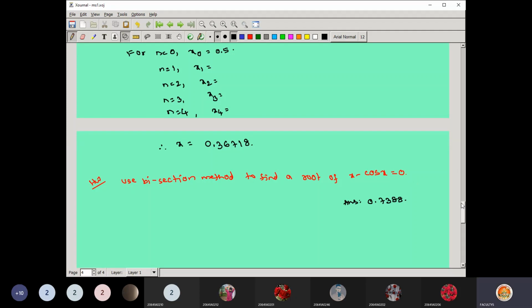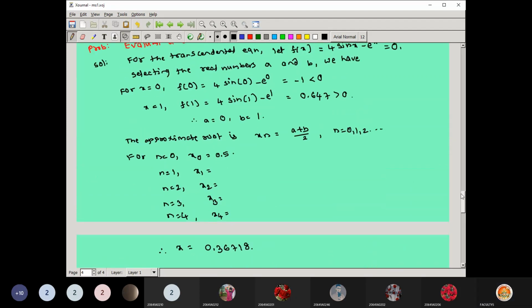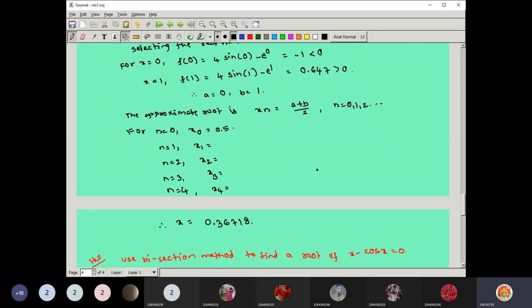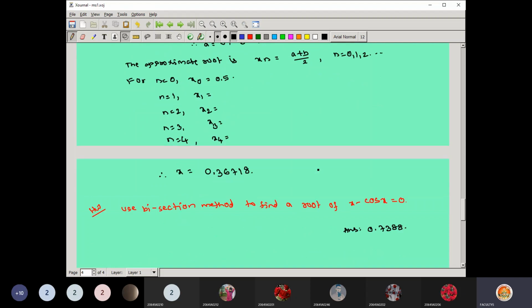So have we got the approximate roots? Final approximate root, approximately I have given as 0.36718. And here is one more homework problem using the same method.